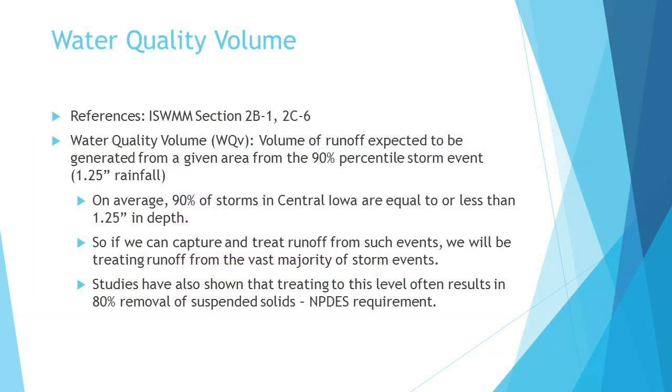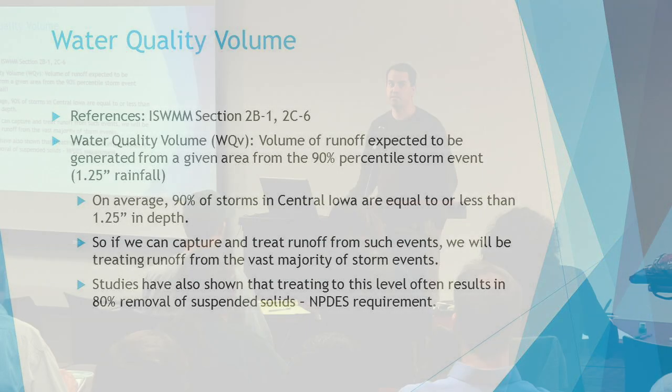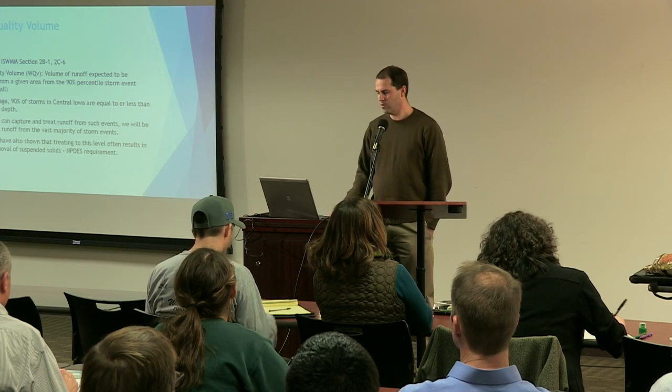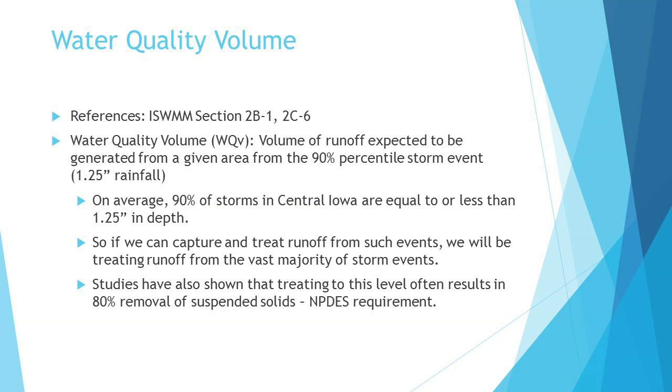And the Iowa Stormwater Management Manual covers the water quality volume. It's introduced in section 2B1, but a lot of the detail of how you calculate it is actually in section 2C6, which is small storm hydrology. And the water quality volume is defined as the volume expected to be generated from a given area from the 90th percentile storm event. And in Iowa, we've defined that to be 1.25 inches of rainfall depth.